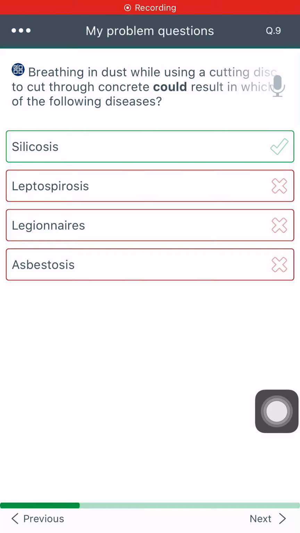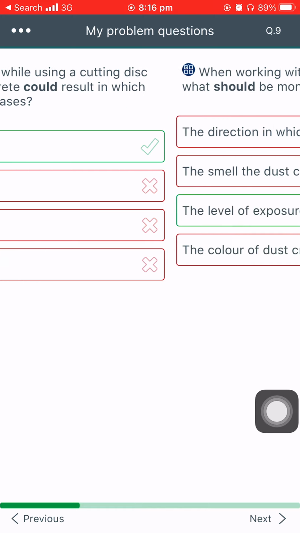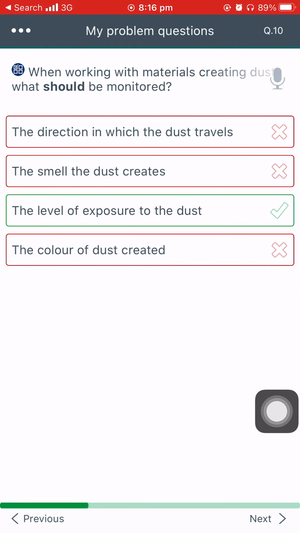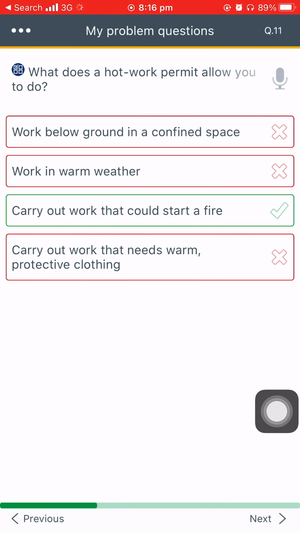Breathing in dust while using a cutting disc to cut through concrete could result in which of the following diseases? Silicosis, leptospirosis, Legionnaires, asbestosis. When working with materials creating dust, what should be monitored? The direction in which the dust travels, the smell the dust creates, the level of exposure to the dust, the colour of dust.